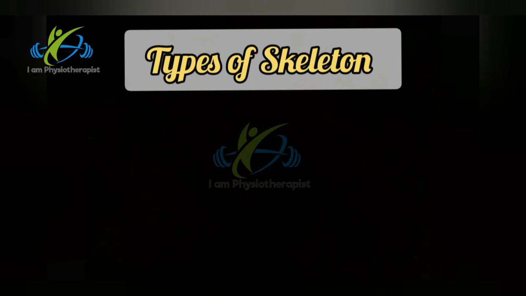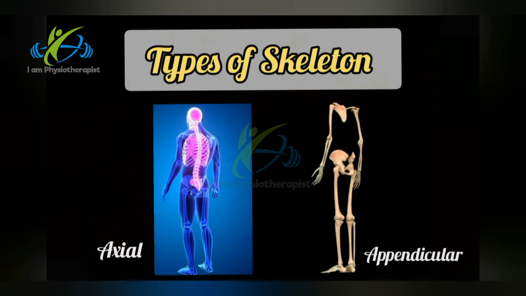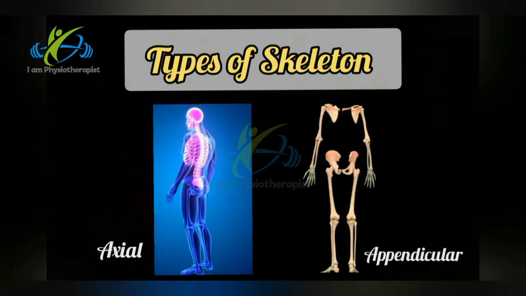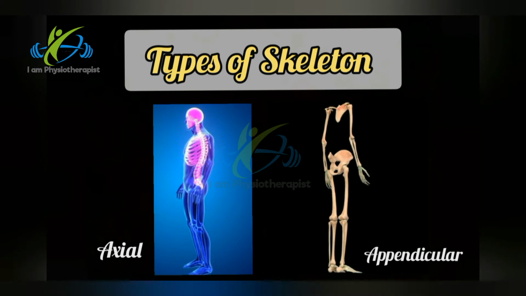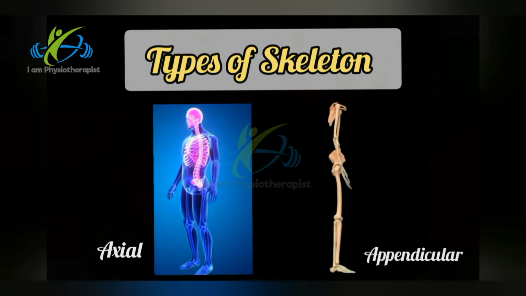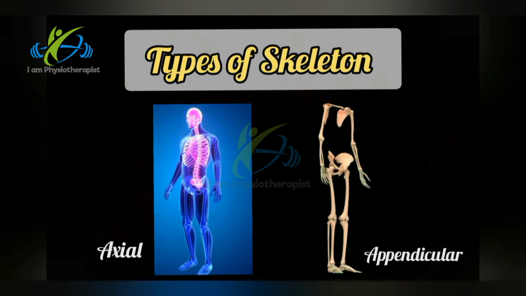The skeleton is of two types: axial and appendicular skeleton. To learn more about individual bones of the axial and appendicular skeleton, watch a complete video about it. Link is in the description box.